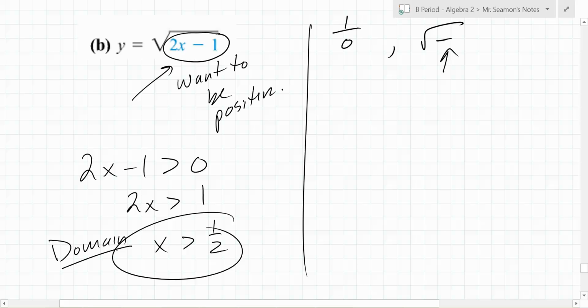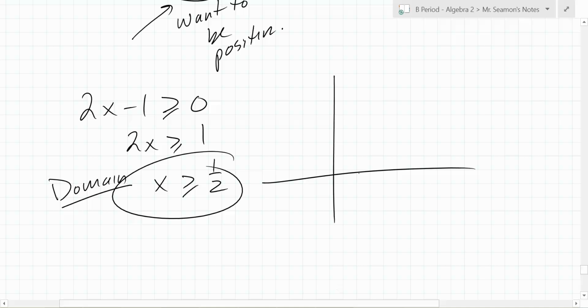The last thing you need to test, because here's what happens: can it be equal to 1 half? Yeah. What's 2 times a half? 1. What's 1 minus 1? 0. Can you do the square root of 0? Yes. This is what it looks like. It starts at a half, and it looks like this. There's the graph. Is the function defined to the left of a half? No, it's not.